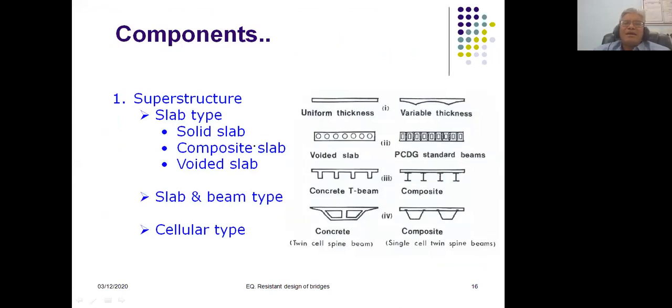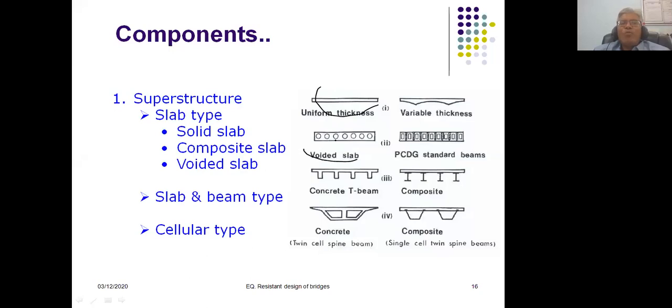Superstructures, again, have a wide variety, depending on the span requirement, what kind of span you have. Based on that, the superstructures have many variations. There is the slab type of superstructure. It is just like a slab provided in a building. There may be a variable thickness, or there may be a uniform thickness.